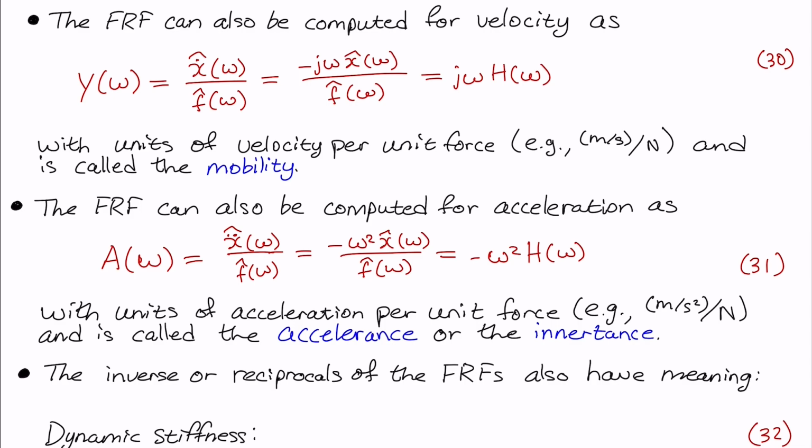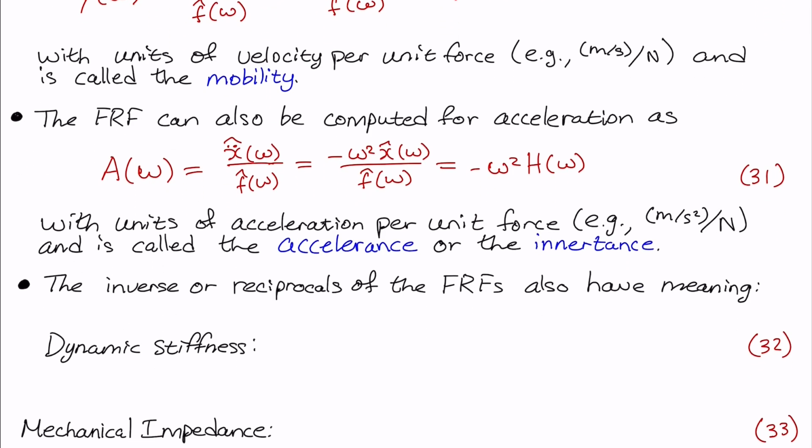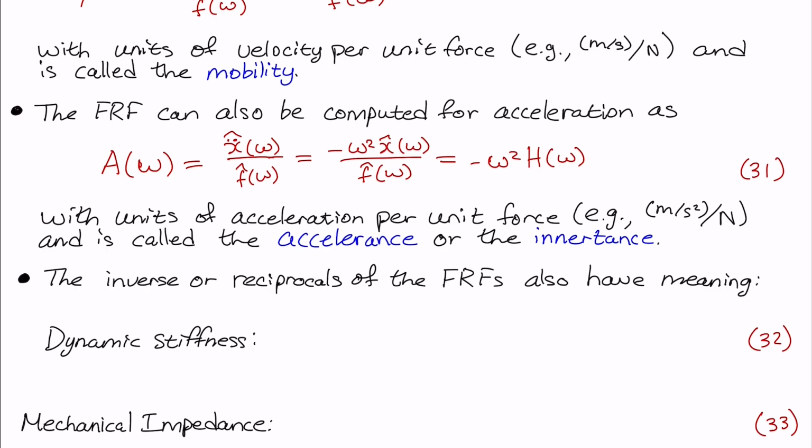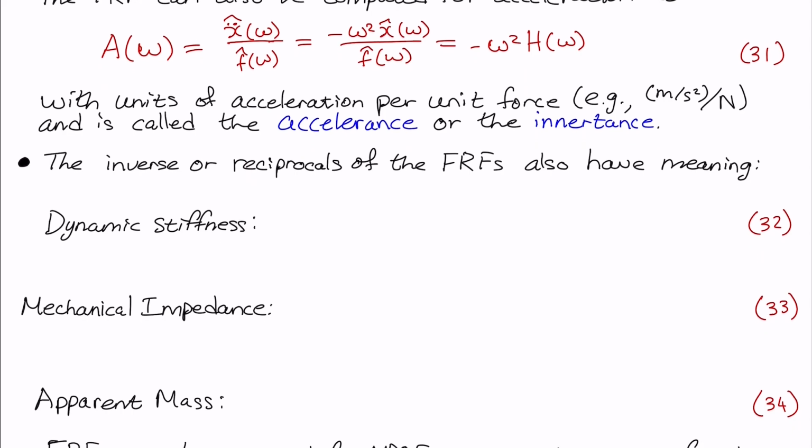Okay, and so when people try to study the dynamics of structures, they do measurements, and then they'll compute these frequency response functions and study what they look like. We're going to end up doing that for a single degree of freedom, and then we're going to do an example with a multi-degree of freedom system as well. But before we do that, I also wanted to talk briefly about the inverses or the reciprocals of these frequency response functions. They also have meaning as well.